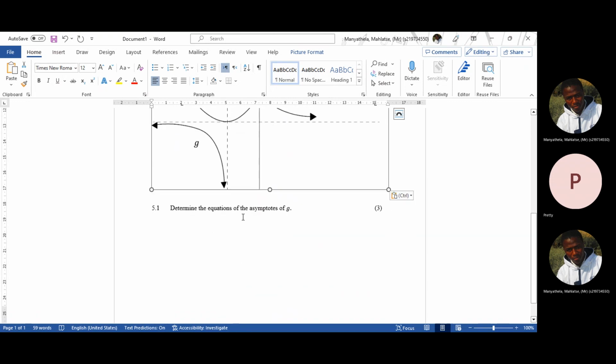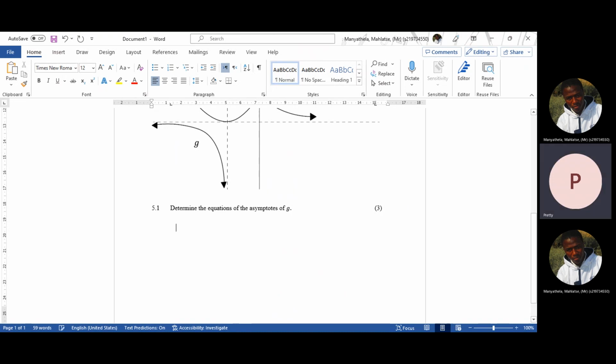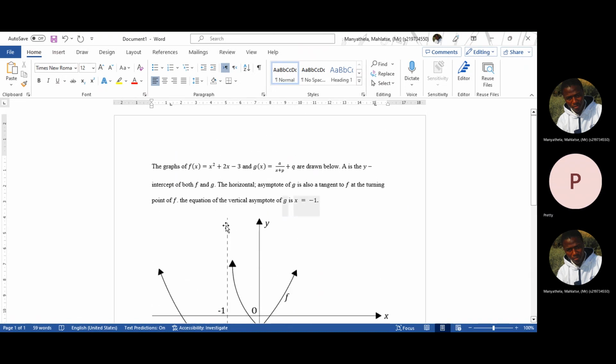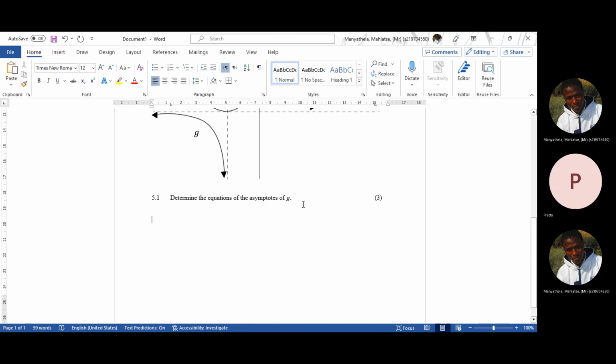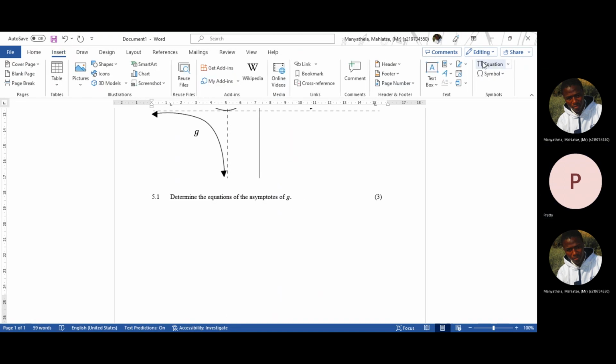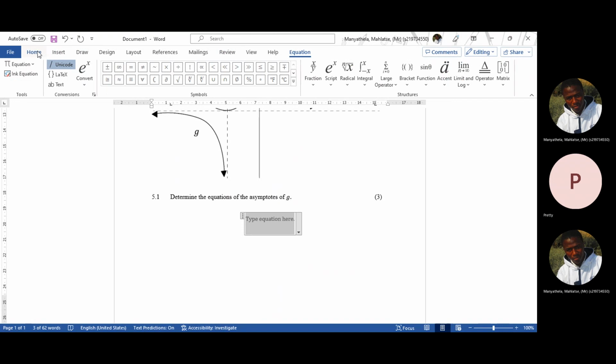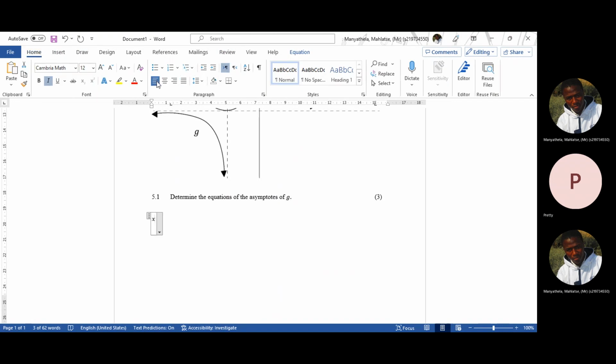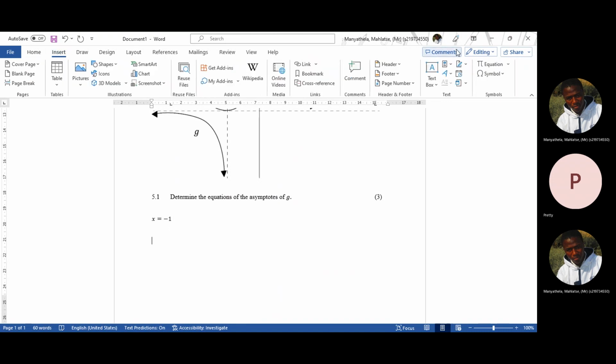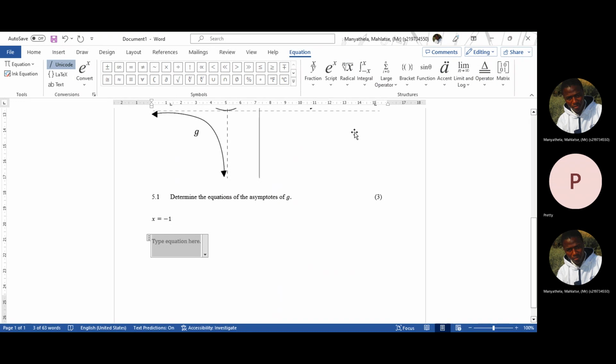So to determine the equations of the asymptotes of g. Already one we are given. See, the equation of the vertical asymptote of g is x equal to -1. Okay. So the first one you have it. You get one mark free, x equal to -1 you are given. Then you can write the second one. The second one, the value of x, we replace x with -1.